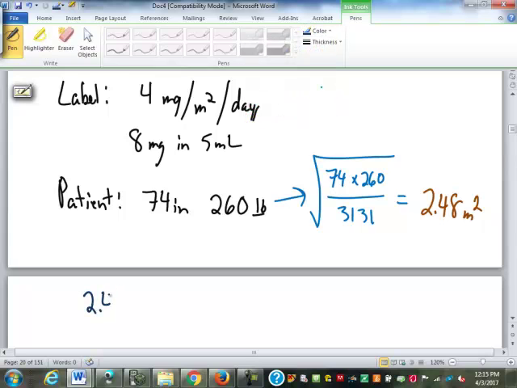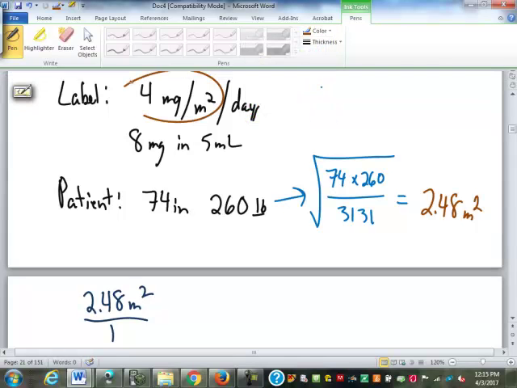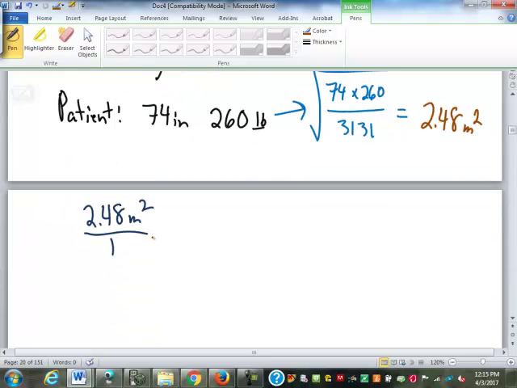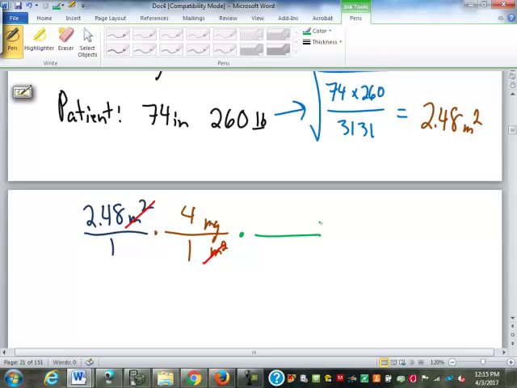So now instead of starting out with a weight in kilograms, we're starting out with a body surface area in square meters. And we're going to do the conversion from that, 4 milligrams per square meter. So square meters go on bottom, milligrams on top. 4 milligrams per 1 square meter. The square meters cancel out. We now have milligrams. But we do have to go to the next step here.